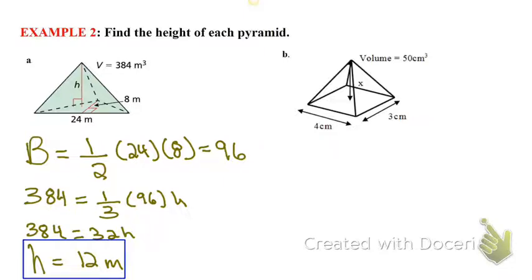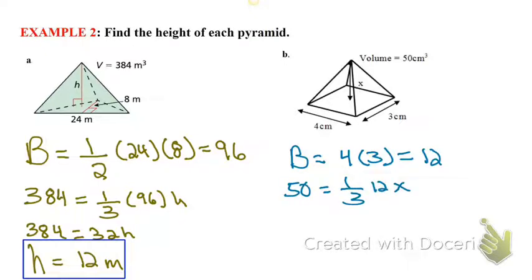So let's find the base area first. Well, it's a rectangle, so its area is just going to be 4 times 3, which will give us 12. And then we're going to use the volume formula, where volume equals 1/3 the base area times the height. And we start with volume, which is 50 centimeters cubed. So we'll write 50 is equal to 1/3 the base area, which is 12, times the height, which is what we don't know. It's marked with an X in this figure.